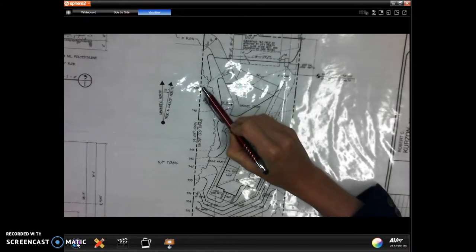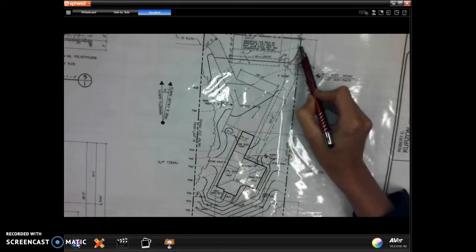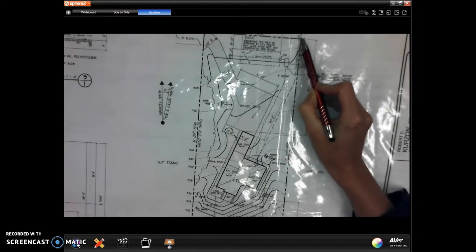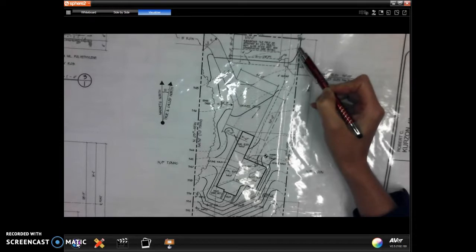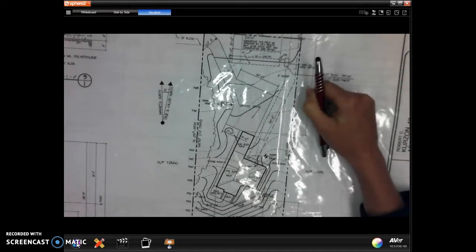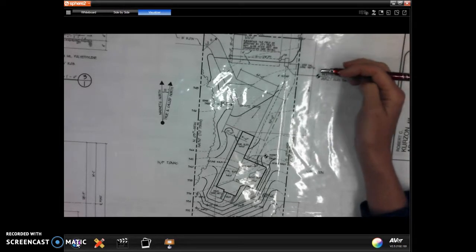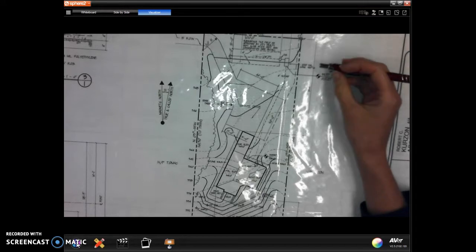We do see a contour line here that says 348. And then we look up, we're going to say that that's about 349 feet. So it's just an estimate. Hopefully this video helped you a little bit with understanding contour lines and interpolation.